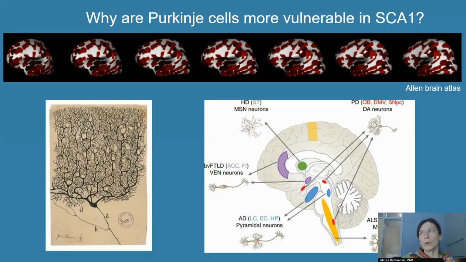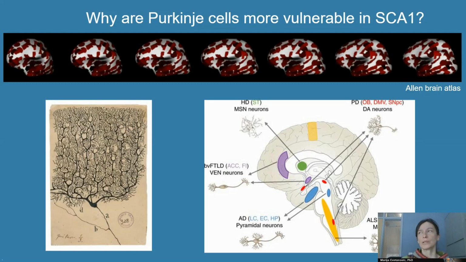So why does it matter? Why do we even want to explore the selective vulnerability of neurons in the brain? The simplest explanation could be that only these cells express the mutant protein, and that's why they die. But that's not correct. On the top, you can see the Allen Brain Atlas expression of ataxin-1, which is throughout the brain, so many cells in the brain express it. It's the same with these other diseases here.